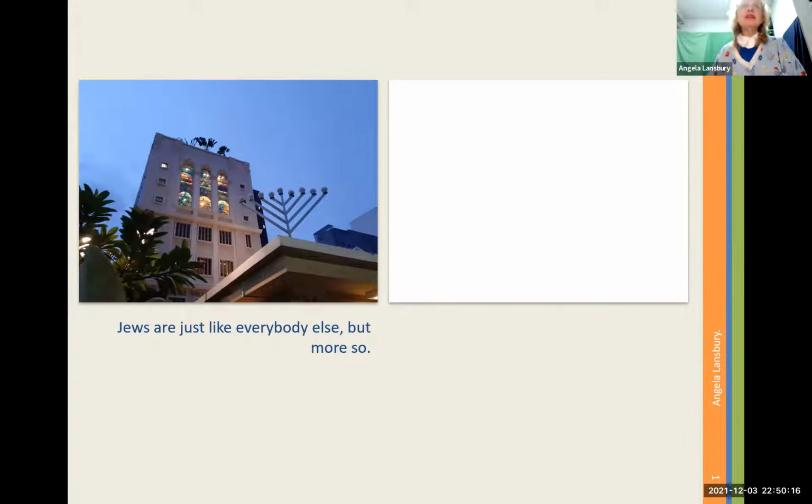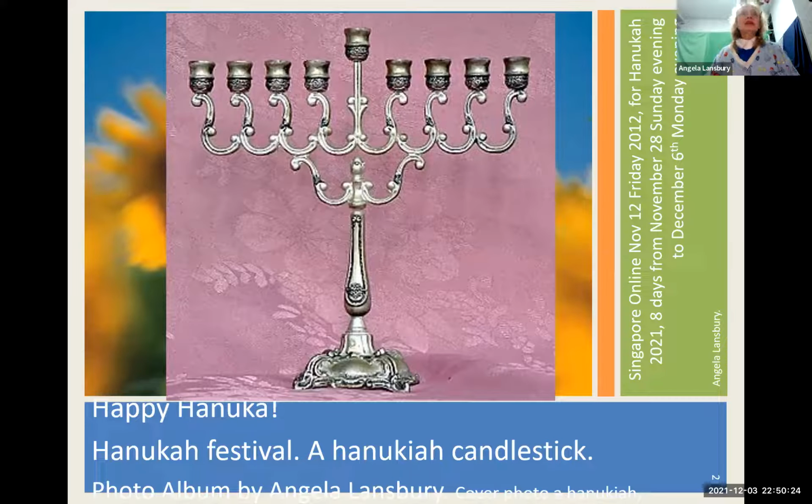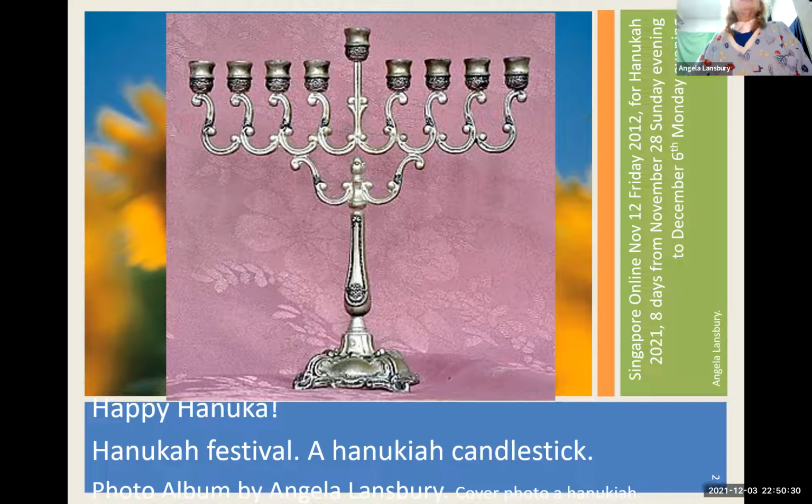Let me go on to my next slide and show you what comes next. Let's see if I'm able to do so. Now here is a traditional silver menorah. Sorry, not a menorah. A menorah has 7, this is a Hanukkiah. The festival is Hanukkah, and the candelabra, the candle holder, is called the Hanukkiah.